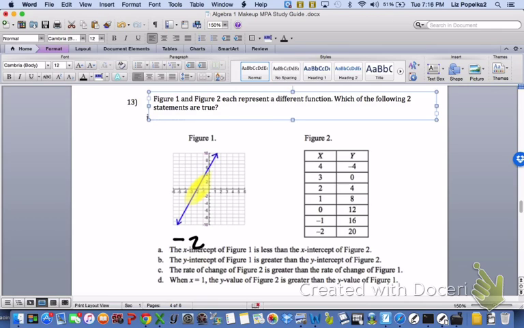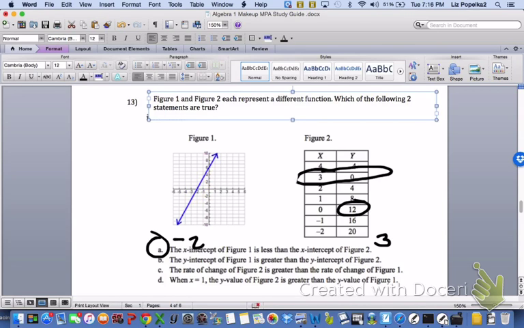The x-intercept for figure 2, remember the x-intercept, the same way that your y-intercept is whatever y is when x is 0, the x-intercept is whatever x is when y is 0. So the x-intercept for figure 2 is a 3. So this is in fact correct. The x-intercept of figure 1 is less than the x-intercept of figure 2, because obviously negative 2 is smaller than 3.